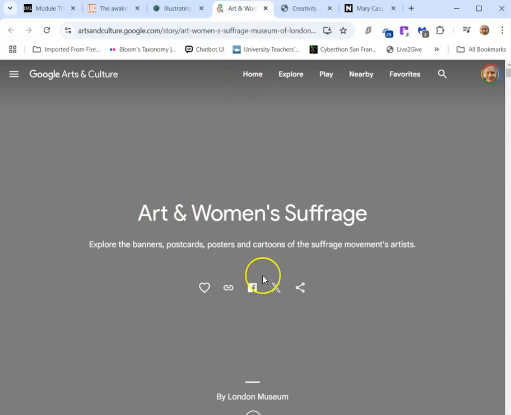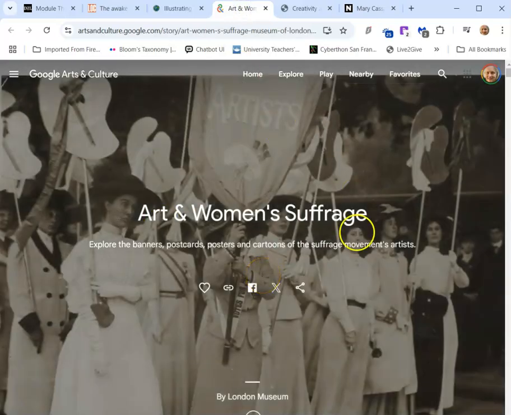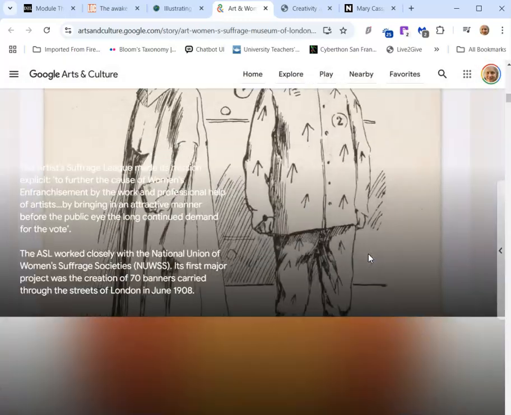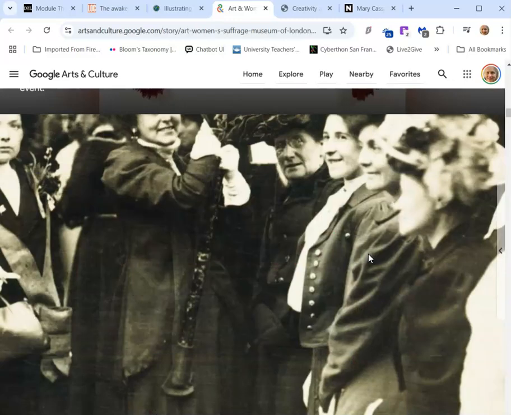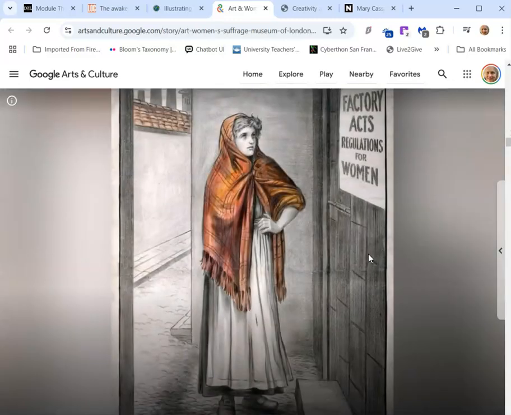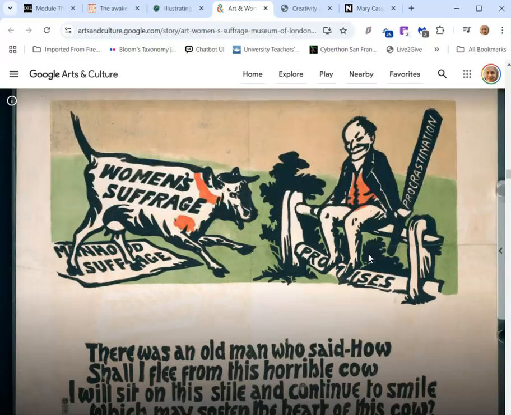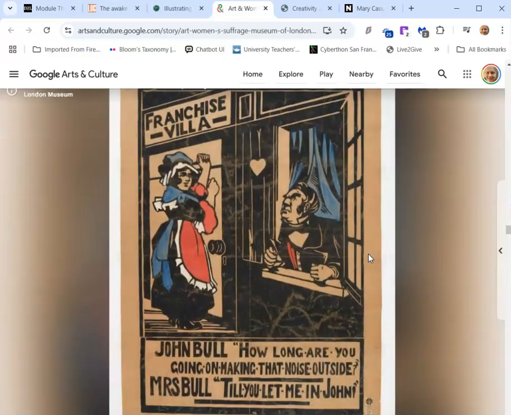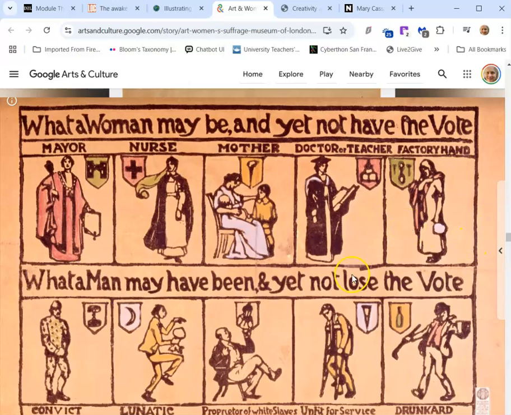We also have the Google Arts and Culture, which again has some wonderful images. This is also by the London Museum, and it's got some really great information, some beautiful images, and I want to show you one particular one that I particularly like. If I can find it here. This one. I quite like this one because it's got several things going on here, right?